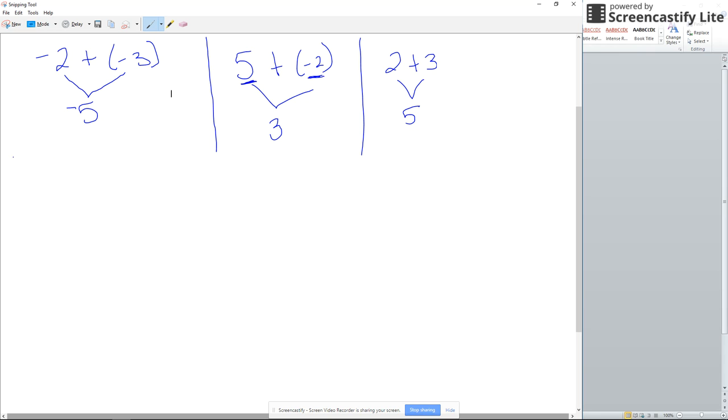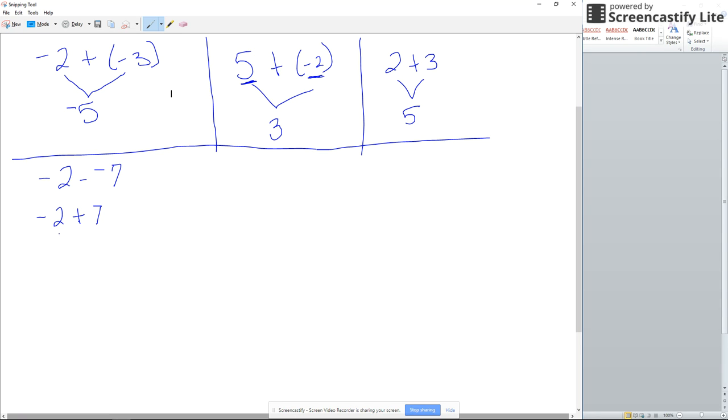Okay? Now for subtraction of integers, you need to rewrite the problem as addition and then follow your addition rules. So if I had -2 minus -7, to change this to addition, I'm going to keep the first number the way it is. I'm going to change subtraction to addition, and then I'm going to write the opposite. In this case, the opposite of -7 is +7. Now I have an addition problem.